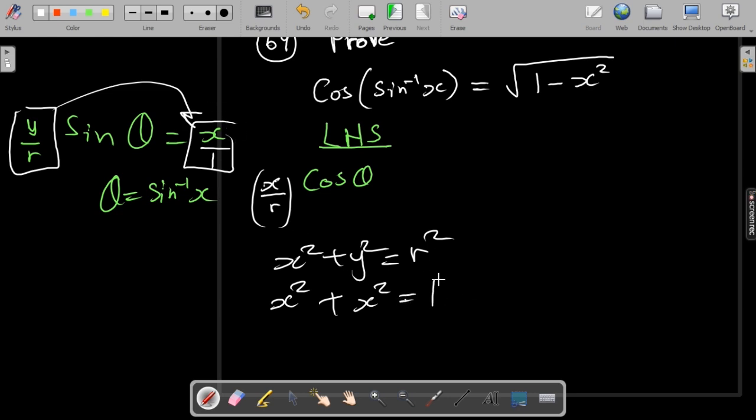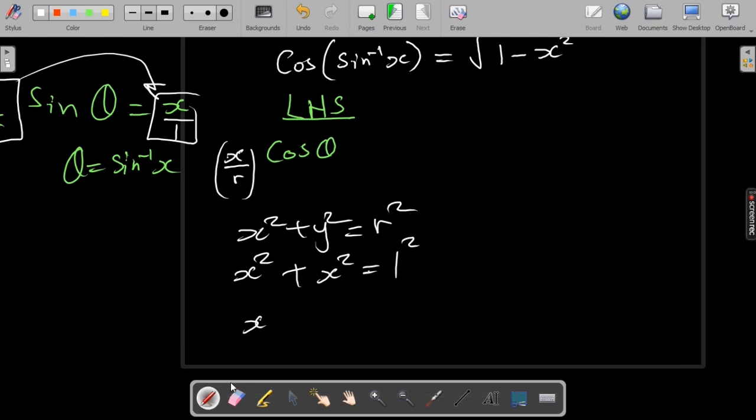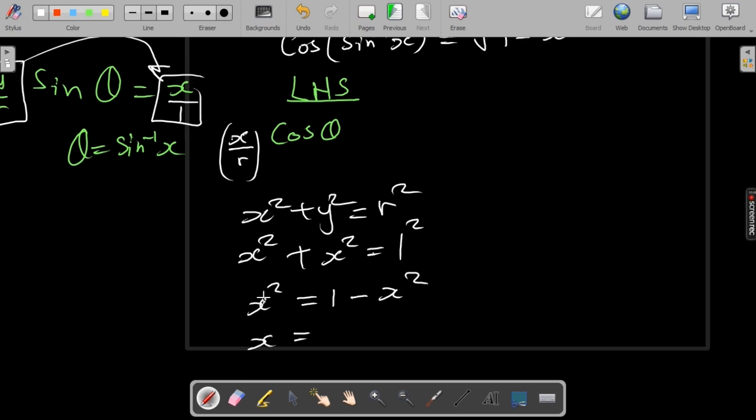And our r is 1. So y is x over 1, so r is 1. So now I have, let's not add these. You shouldn't add these because they're basically not the same thing. And we're going to have x squared equals, so this x squared equals 1, so 1 squared is 1, minus this one. So x is equal to the square root of 1 minus x squared.